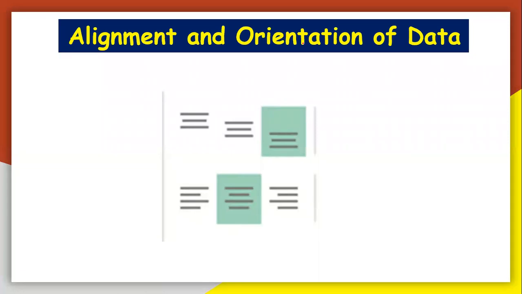Sir, what was right align? Beta ji, right align means we just move towards the right direction, and this is a horizontal kind of alignment, not vertical.